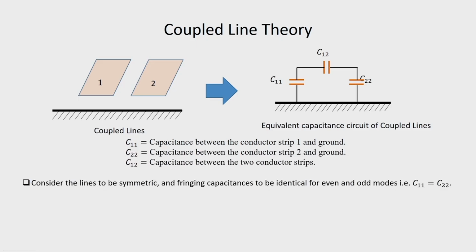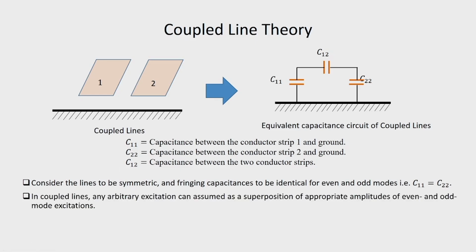Now, let us consider the lines to be symmetric, and fringing capacitance, because there will be some fringing capacitance also due to the fringing of the fields, and since we are doing an analytical treatment, we assume that we have the capacitances identical for the even and odd modes. That means, we have C11 equal to C22.